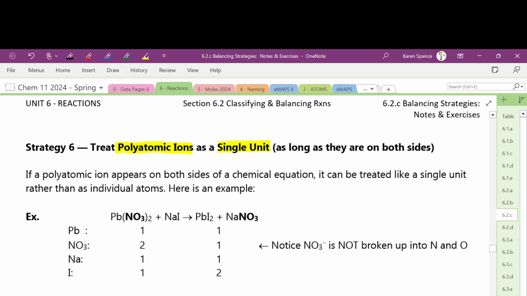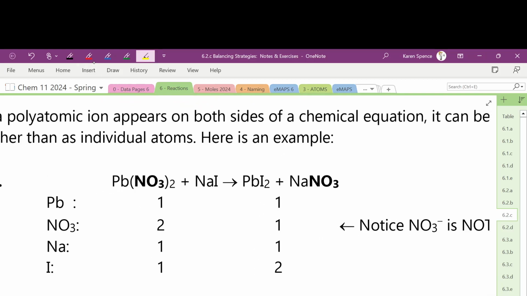So when we're making our little chart here, we can look and say, okay, we've got lead. We have NO3, which is a polyatomic ion, and you'll notice it remains NO3 on both sides. If NO3 were to change into something else like NO2, you could not use this technique. It has to stay the same on both sides, okay? If I had this on the opposite sides, it's not the same thing, and I can't balance it as a unit.